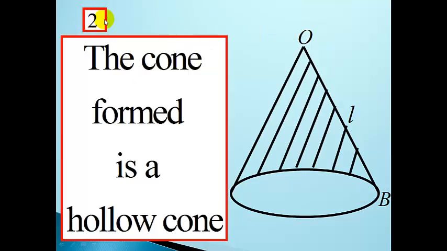Now, take note that the cone formed is a hollow cone. Any cone that is formed from a sector of a circle is a hollow cone. What do you mean by a hollow cone? A hollow cone is a cone without a base, as can be shown on the diagram. So any cone that is formed from a sector of a circle, take note, that cone is a hollow cone.